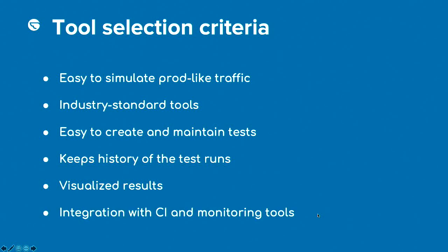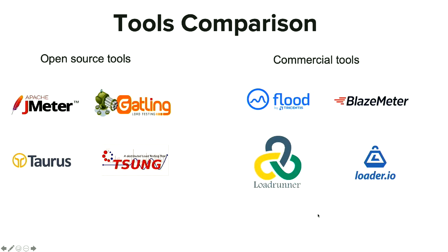Also, we may want to run our performance tests on a regular basis, so it's important that it can be integrated with CI tools. We may also need monitoring tools to gather more detailed information. There are a lot of performance testing tools on the market now. Some of them are open source, some are not. If it's just a small scale test, then open source tools like JMeter would be enough.